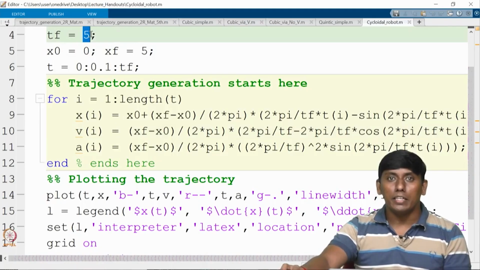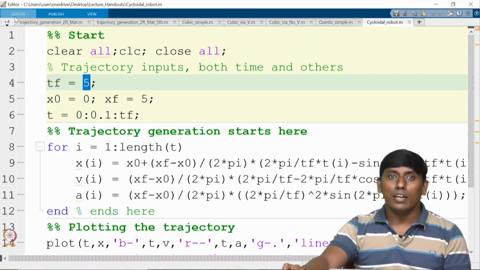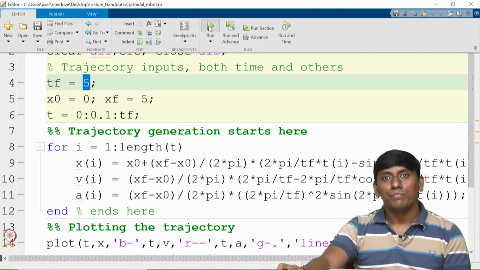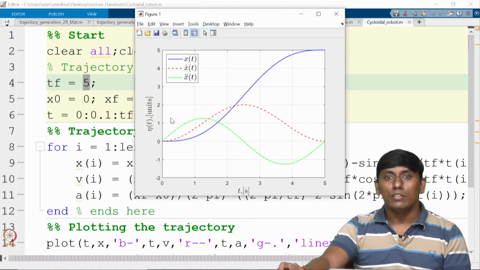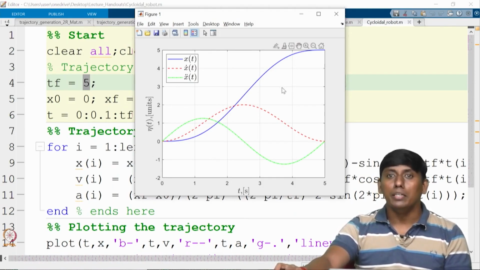So now the same case we are trying. It takes 5 seconds to reach from 0 to 5 in a smoother sense. We can try to see this by running it. So you can see it is very smooth. But here we don't have any control over initial and final velocity, initial and final acceleration. However, it starts from 0 and ends also at 0. In that case, acceleration and velocity all start from 0 and end at 0.